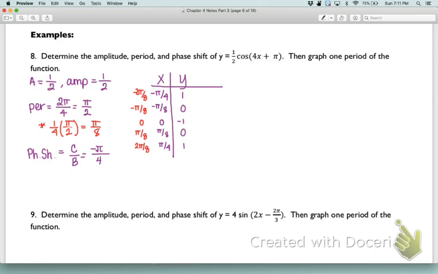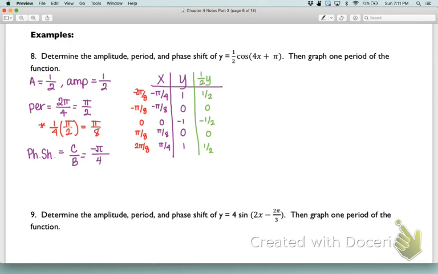And now we need to adjust for the amplitude. So we're going to take our value of a, which was positive 1/2, and multiply all of the y's by 1/2. So we get 1/2, 0, negative 1/2, 0, and 1/2 again. And now we are ready to sketch this graph.